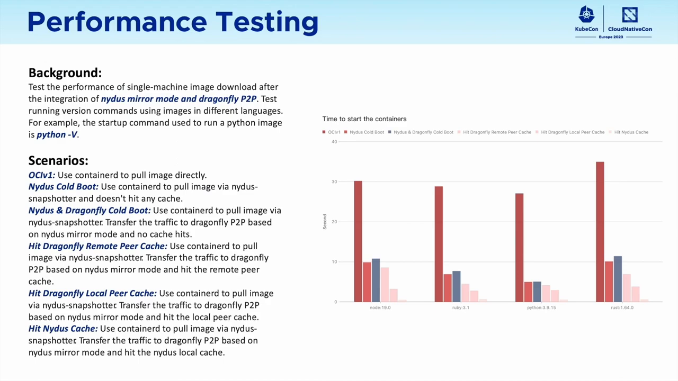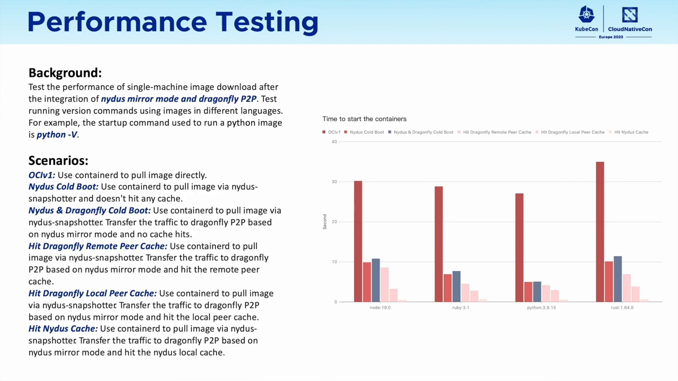Hit Dragonfly local peer cache: use Containerd to pull the image through Nydus Snapshotter, transferring the traffic to Dragonfly P2P based on Nydus mirror mode and hitting the local peer cache. Hit Nydus cache: use Containerd to pull the image through Nydus Snapshotter, transferring the traffic to Dragonfly P2P based on Nydus mirror mode and hitting the Nydus local cache.